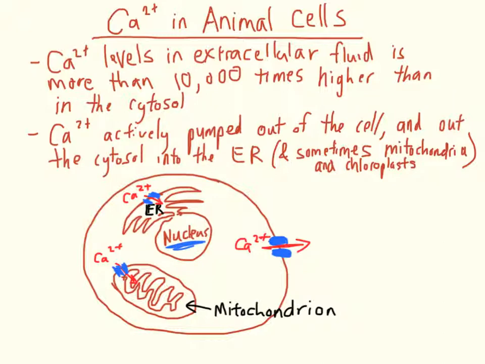So calcium is normally actively pumped out of the cell and out of the cytosol into the ER, and sometimes into the mitochondria and chloroplast, and is done actively. So when you pump calcium ions outside the cell and into the ER, ATP is used. However, when you're trying to pump calcium into the mitochondrion, then you can simply use chemiosmosis for your energy source.